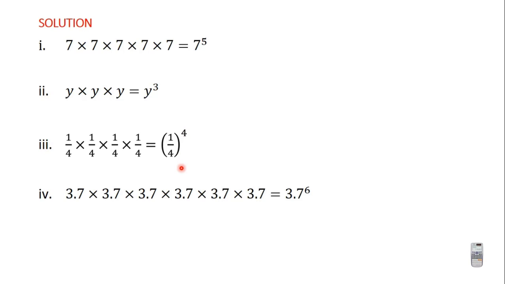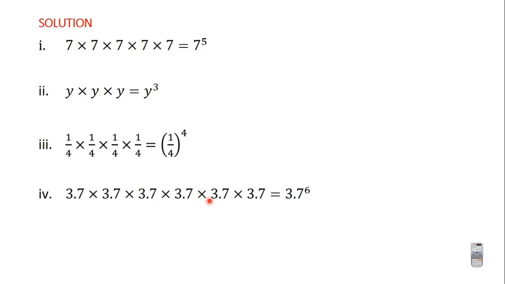Let's look at the last one. We have 3.7 times 3.7 times 3.7 times 3.7 times 3.7 times 3.7. So the 3.7 is repeating itself 6 times: 1, 2, 3, 4, 5, 6. So you write one of them, 3.7, then to the power 6.